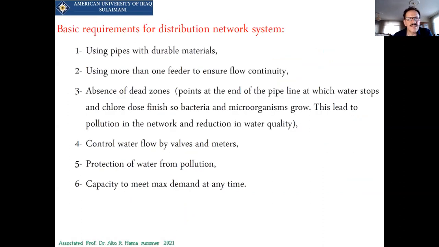Now, what are the basic requirements for a distribution network design? Pipes should be of durable materials. The pipes that we have nowadays are ductile iron pipe, and we have the black one, high density polyethylene, HDPE pipes. These are the two main ones that we have nowadays.